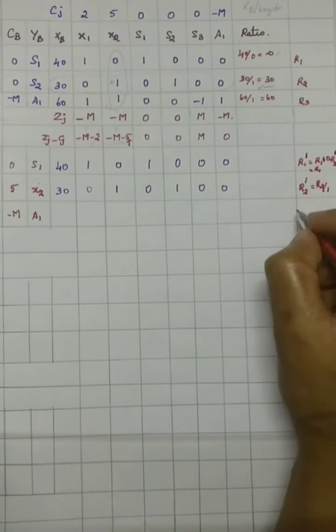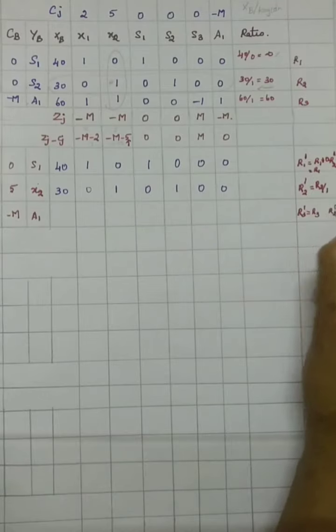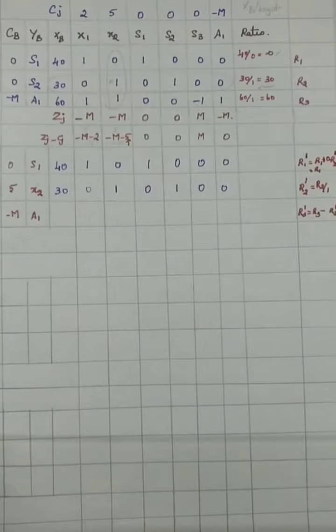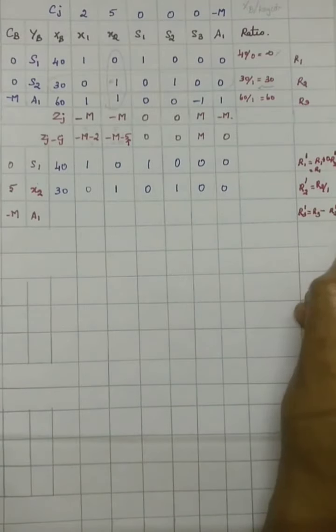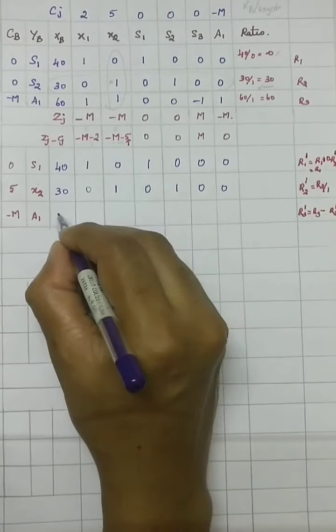Similarly for R3 dash you have to use R3 as well as R2 dash. Here we have 1, so minus 1 into R2 dash. So R3 minus R2 dash means 60 minus 30, that is 30.